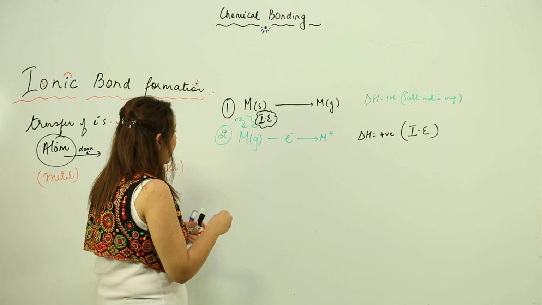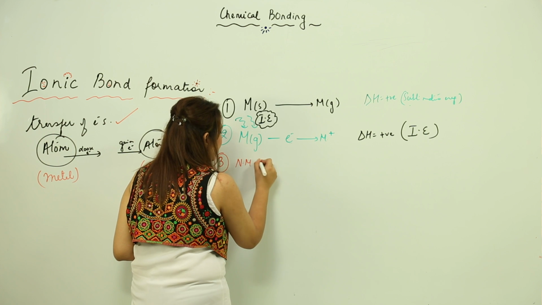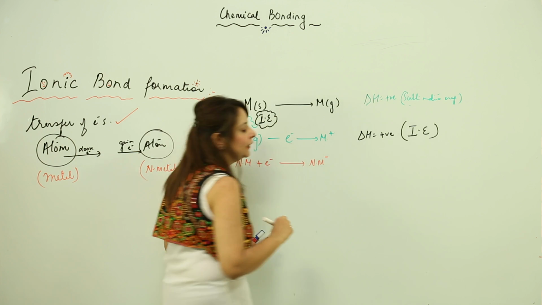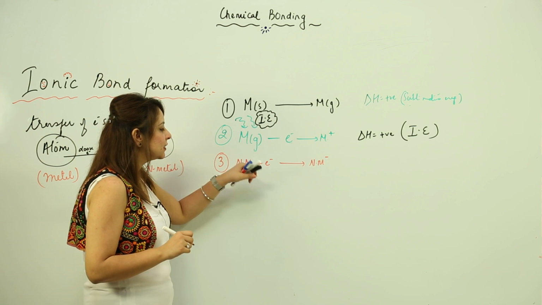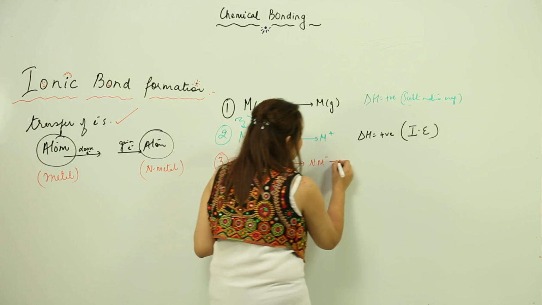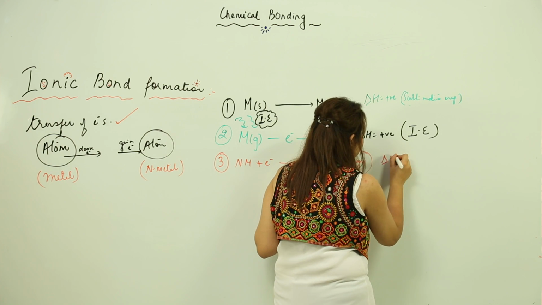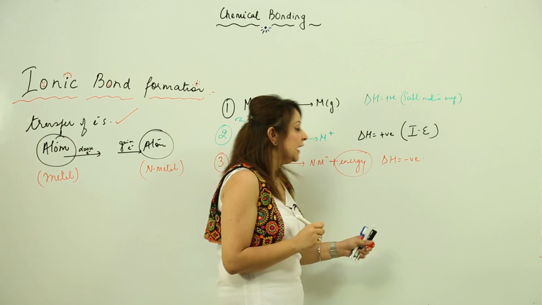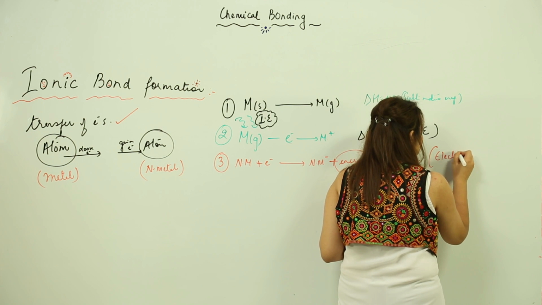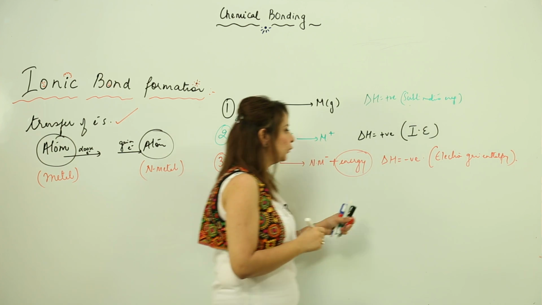Next, in the third step, we want our non-metal to accept the electron, and after accepting it will acquire a negative charge. When we are adding an electron, it will release energy, so here delta H is going to be negative, and this energy is nothing but electron gain enthalpy. So this is what we have.